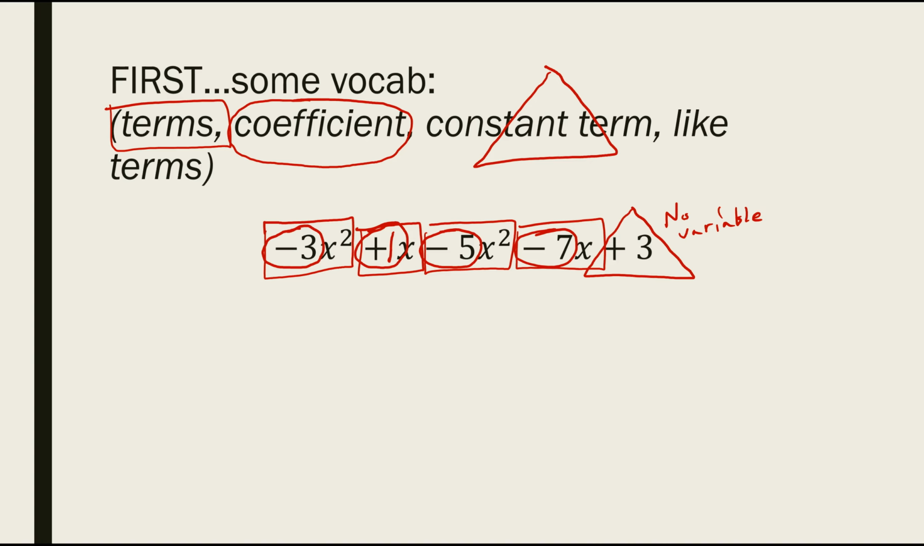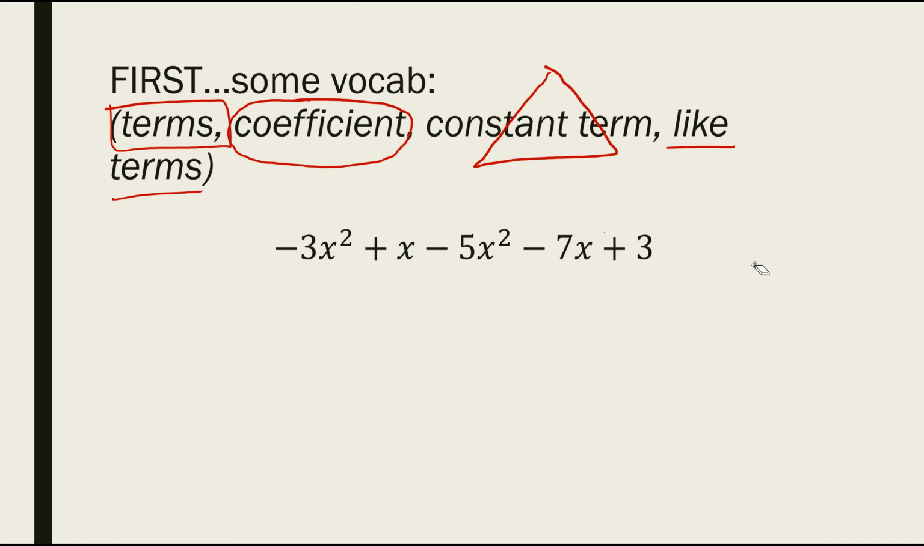All right, now I'm going to erase all of this because we need to talk about like terms. So let me get rid of these things. You can have like terms if the variables after the coefficients are exactly the same. So let me write that. I'll just write the variables are exactly the same.